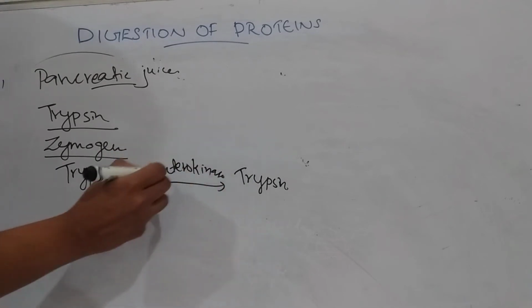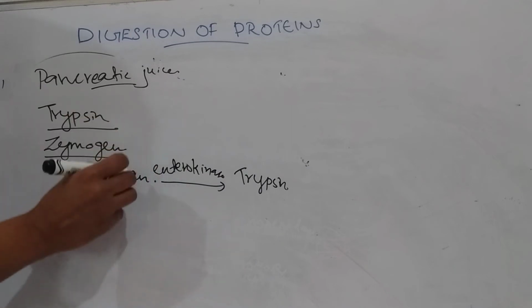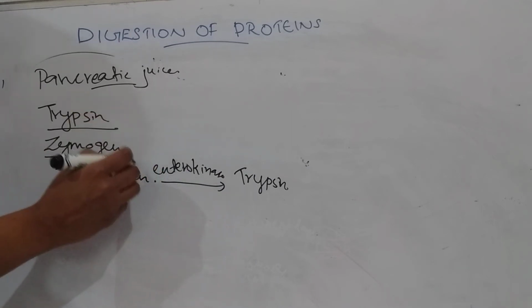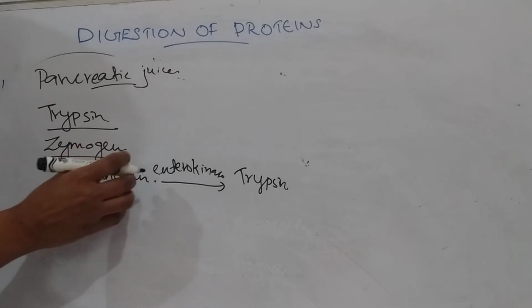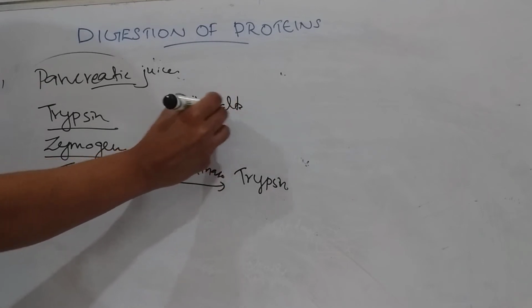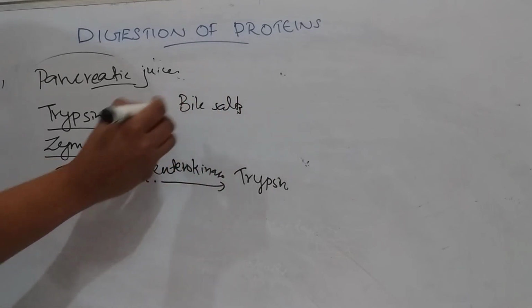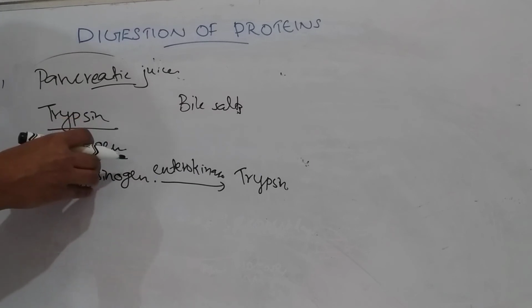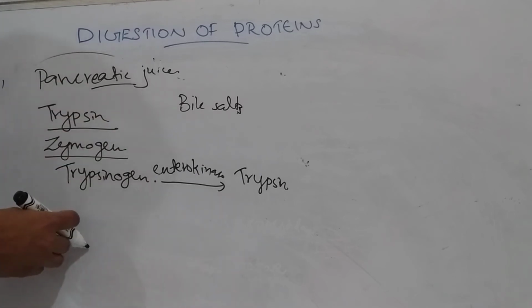Enterokinase is an intestinal brush border enzyme. And here bile salts help in the liberation of this enterokinase from the brush border membrane of intestinal epithelial cells into the intestinal lumen.